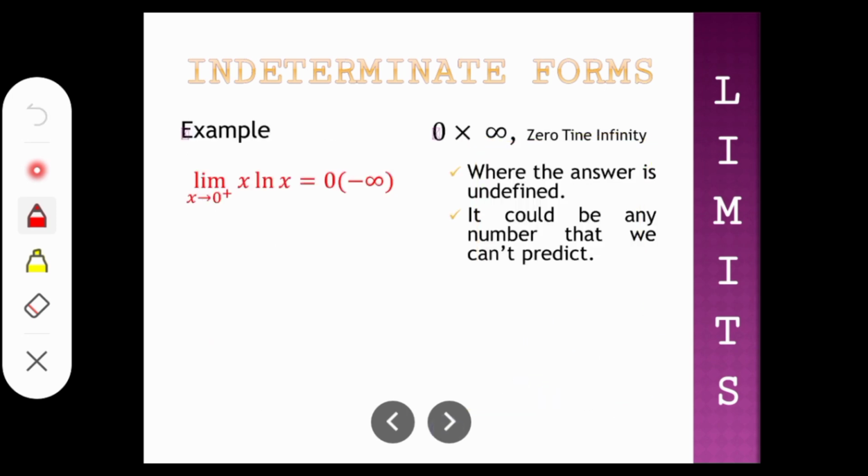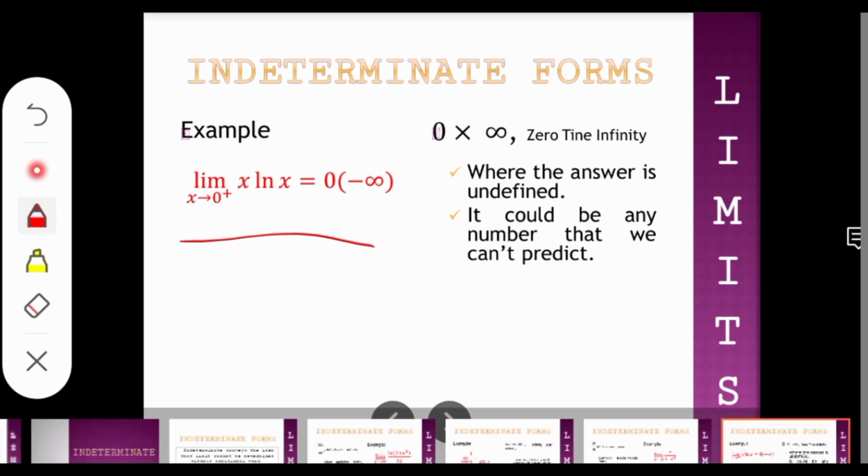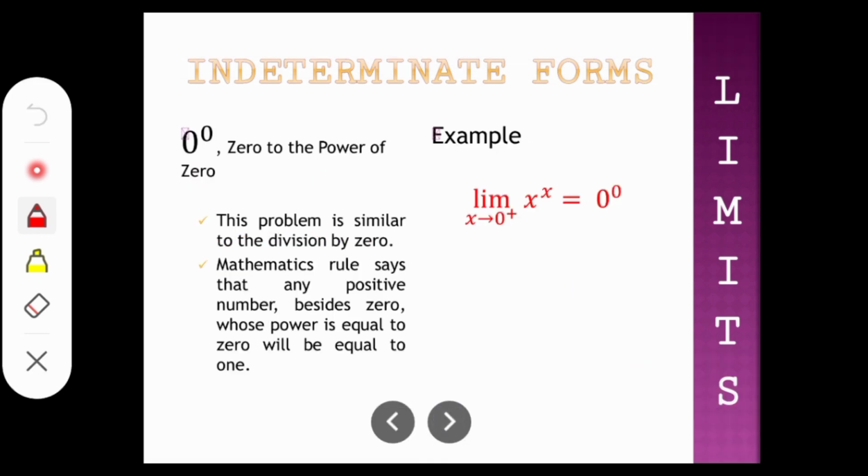Next is 0 times infinity, where the answer is undefined. It could be any number that we can't predict. So this is the example: the limit of x ln x as x approaches 0 from the positive side. So we come up with 0 times negative infinity. The next one is 0 raised to 0, or 0 to the power of 0. This problem is similar to division by 0. Mathematics rules say that any positive number besides 0 whose power is equal to 0 will be equal to 1. Yes, that's right. For example, this is the 0 over 0 that we are looking for.